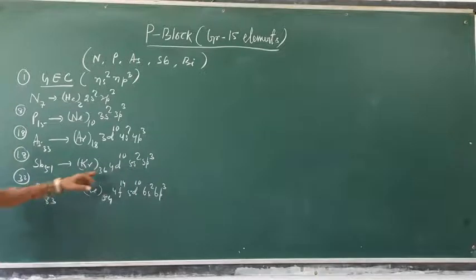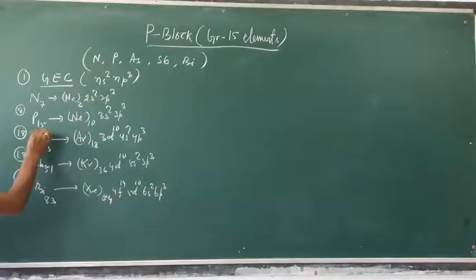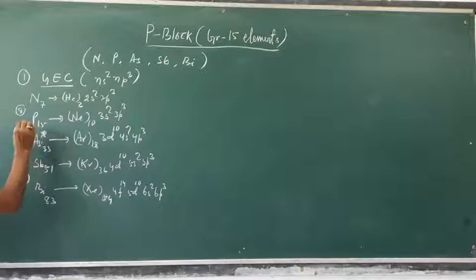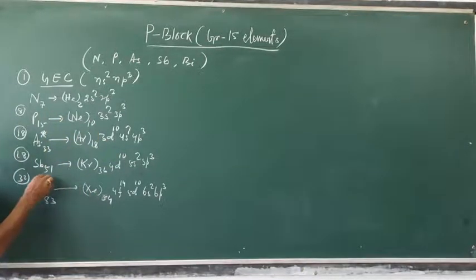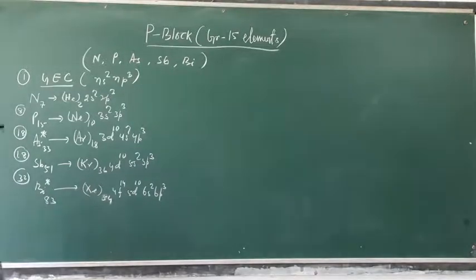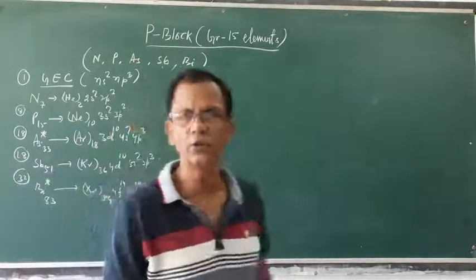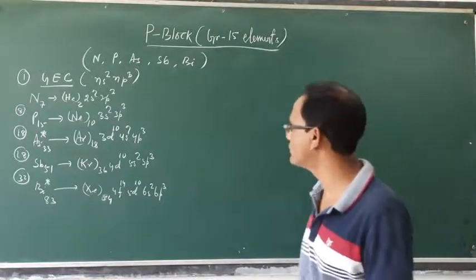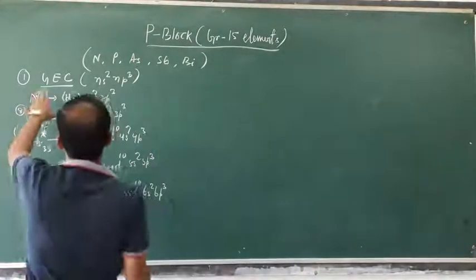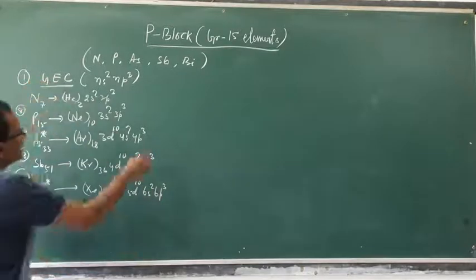Here the d subshell starts from arsenic, sorry, arsenic, and the f subshell starts from bismuth. So due to this difference in electronic configuration, the physical properties differ, and we will discuss them one by one. So this is regarding general electronic configuration.